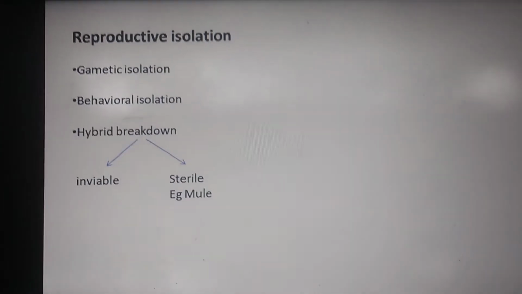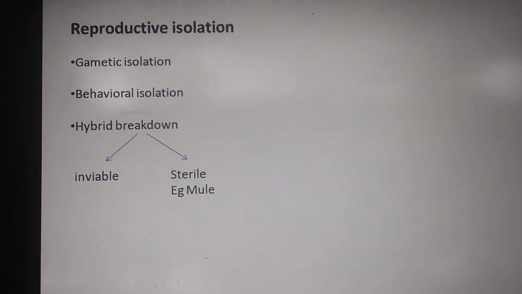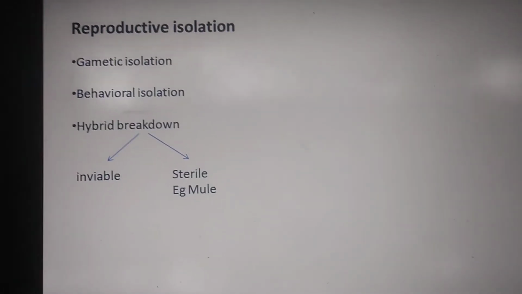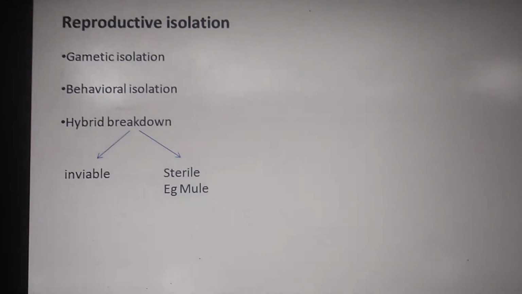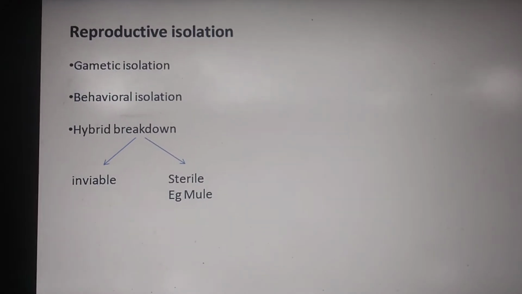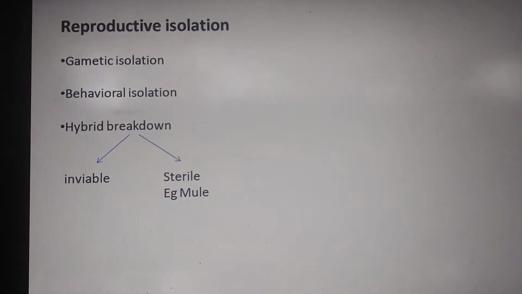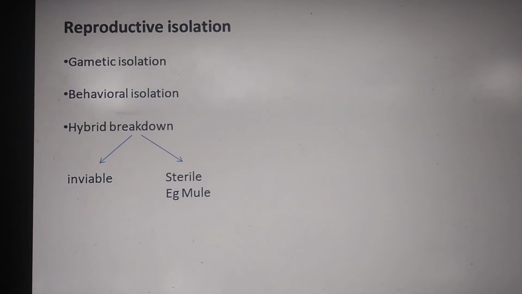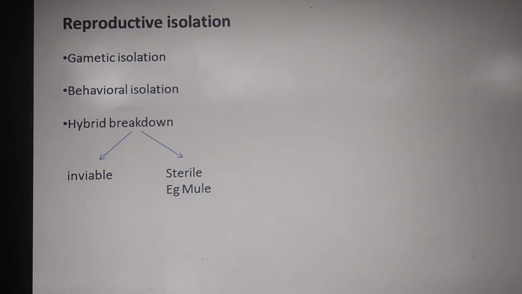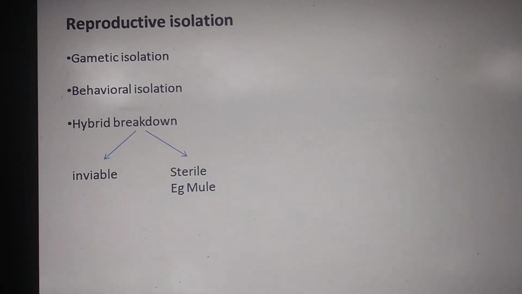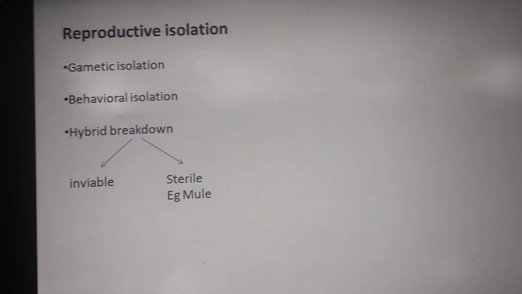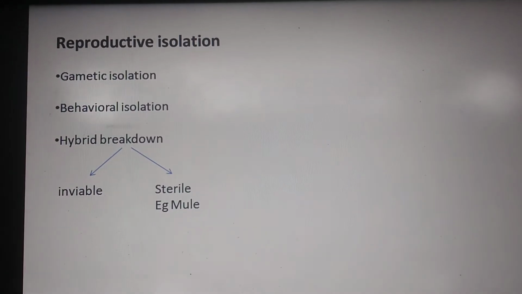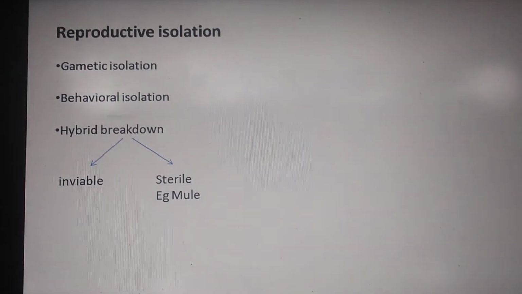Number two, behavioral isolation. Mating is not possible between two species because there are certain behavioral changes before the mating. So one species cannot mimic the other, or the other species immediately recognizes this particular behavioral pattern to be foreign. So behavior wise also this is not possible. Species are behaviorally also isolated.